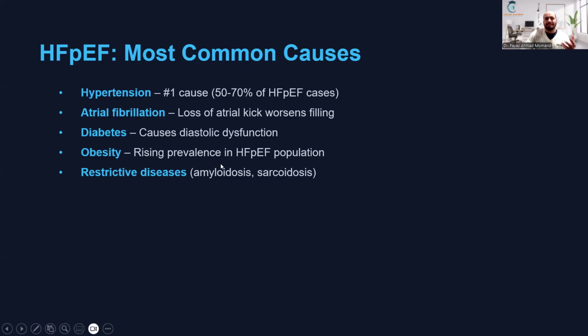Patients who are obese usually have chronic overload or chronic strain on the heart, and their heart has to pump harder compared to someone of the same height but low weight. And patients with restrictive diseases such as amyloidosis, sarcoidosis, etc., develop heart failure with preserved ejection fraction.